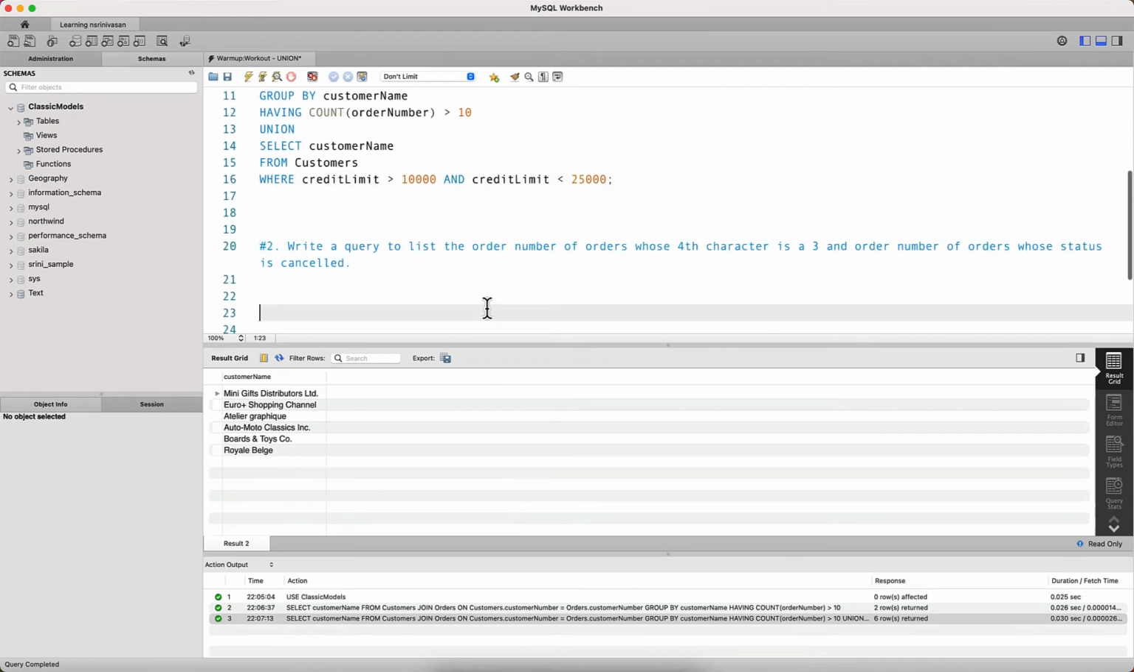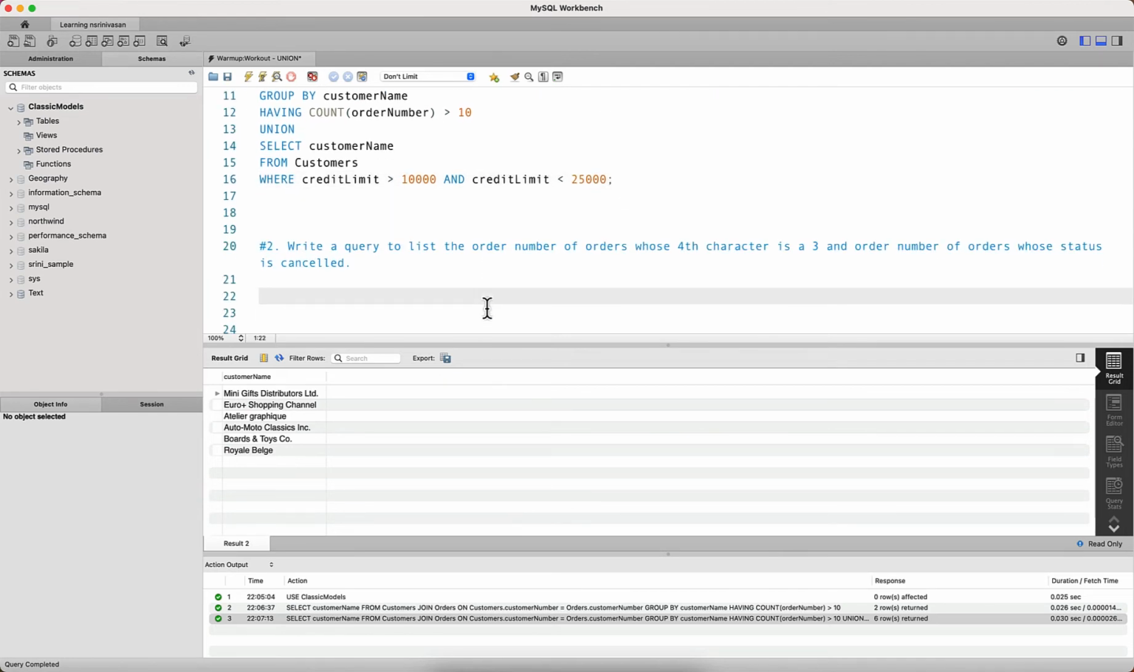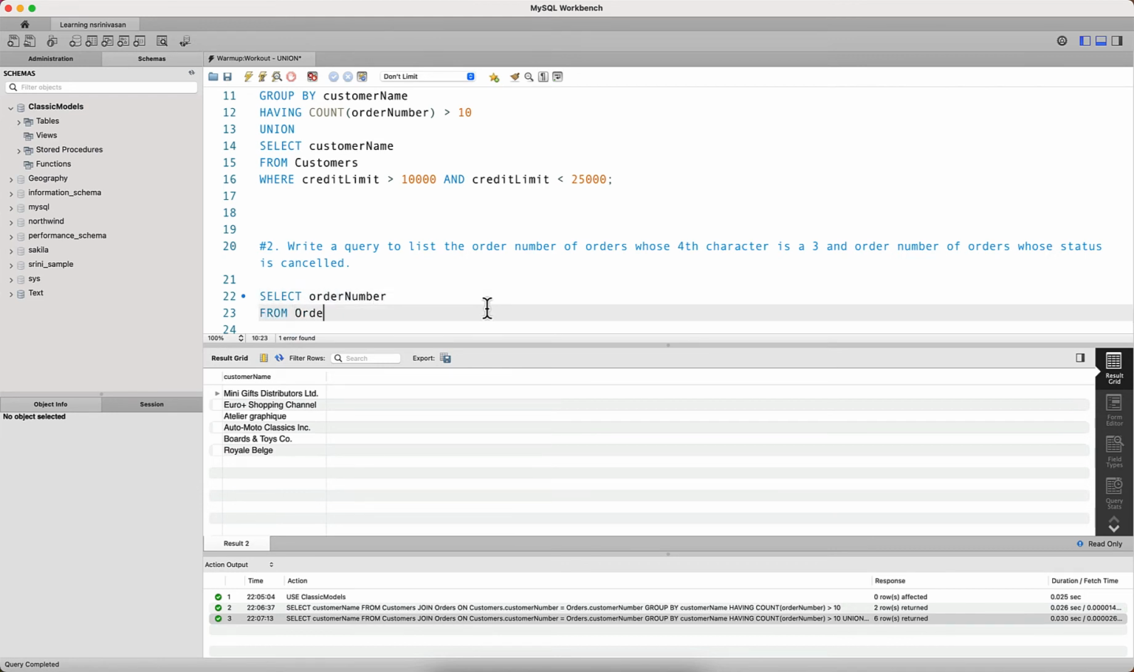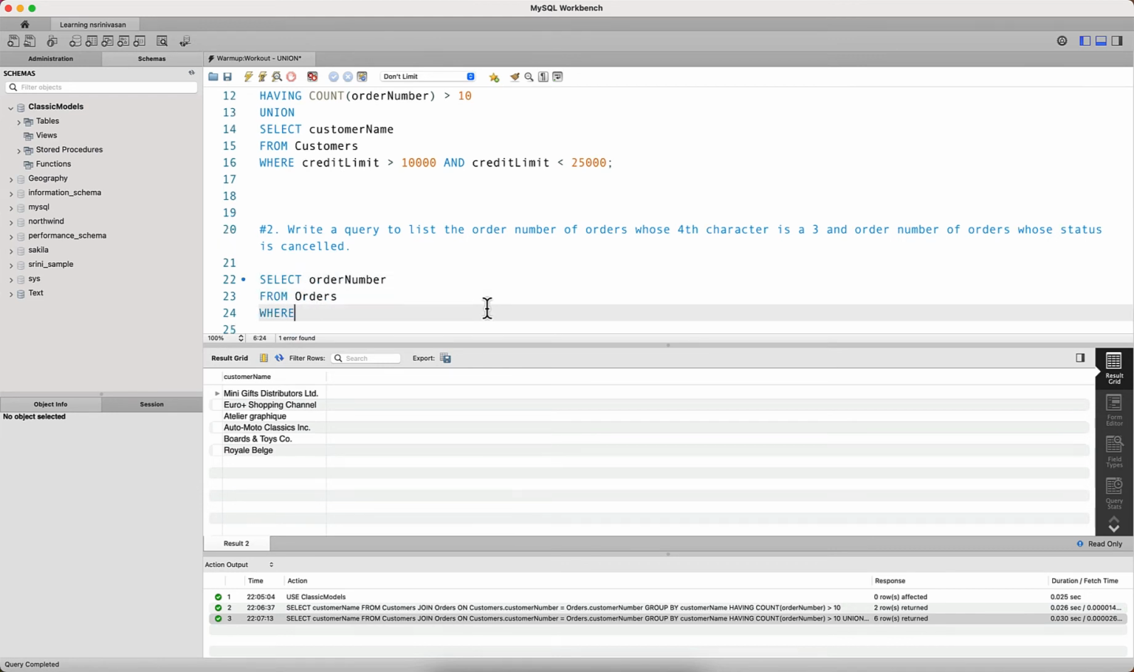The second one, to write a query to list the order number of orders whose fourth character is a 3 and order number of orders whose status is cancelled. Again, we can take this one query at a time. I shall be selecting order number from the orders table where order number.